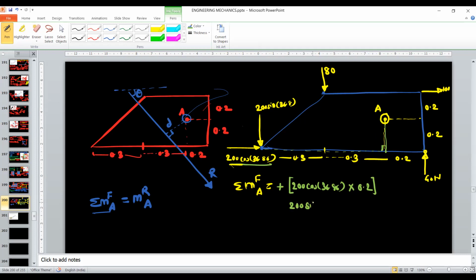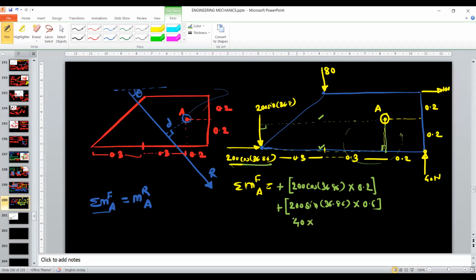The next component is 200 sine 36.86 into, now what is the perpendicular distance? From point A, you can draw the perpendicular on the line of action or directly on this component. So this is the perpendicular distance. This total distance is nothing but 0.3 plus 0.3, it is 0.6 meter. And the moment will be anti-clockwise like this about the point A, so it is positive.